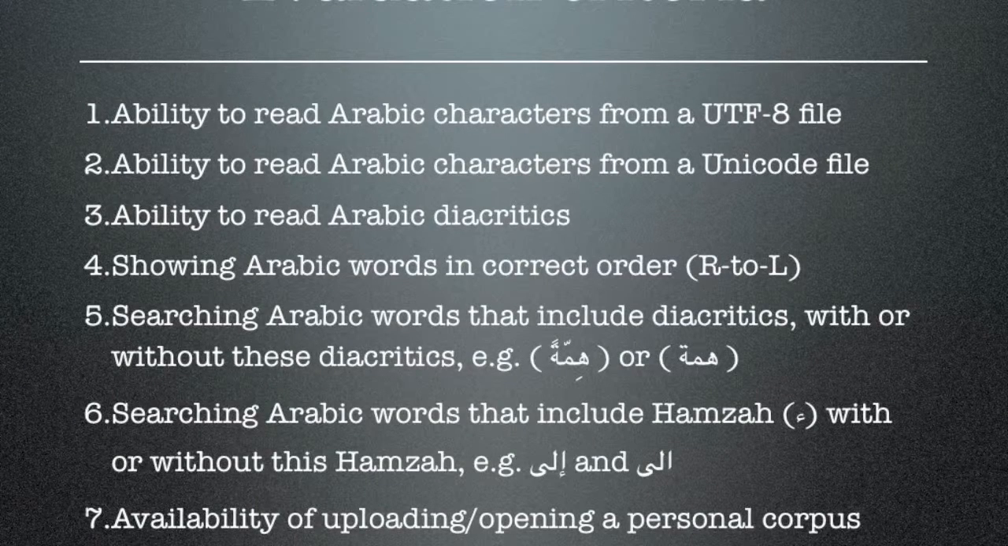The evaluation criteria are: 1. The ability to read Arabic characters from a UTF-8 file. 2. The ability to read Arabic characters from a Unicode file. 3. The ability to read Arabic diacritics. 4. Searching Arabic words in correct order from right to left. 5. Searching Arabic words that include diacritics with or without these diacritics. 6. Searching Arabic words that include Hamza with or without this Hamza. 7. Availability of uploading or opening personal corpus.